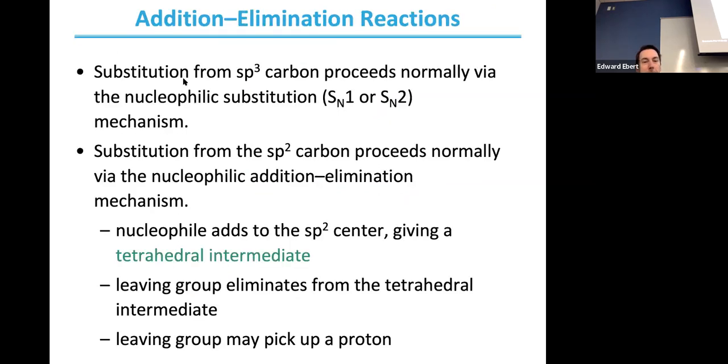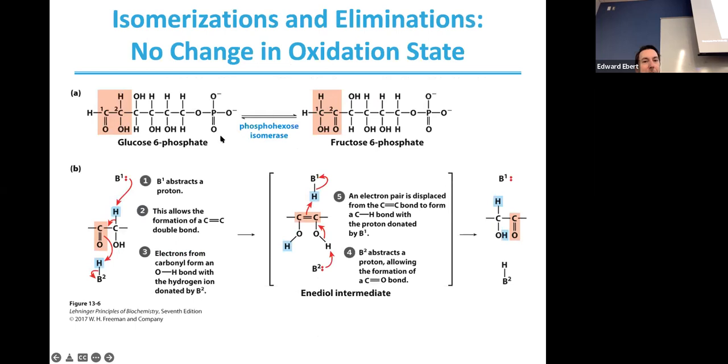If we look at addition and elimination reactions, addition, we're adding something, eliminating, we're taking something away. So it looks at sp3 carbons, sp2 carbons, all that good stuff in there. And we can have SN1 or SN2 mechanisms for these reactions.